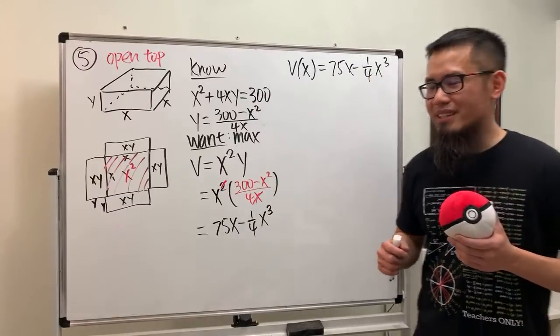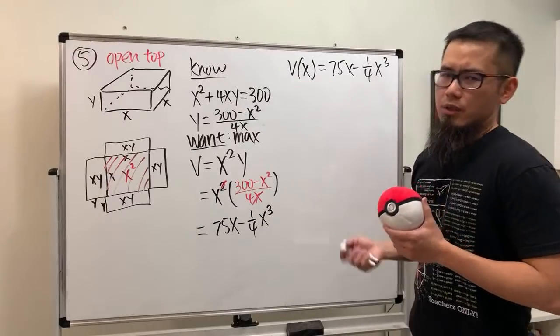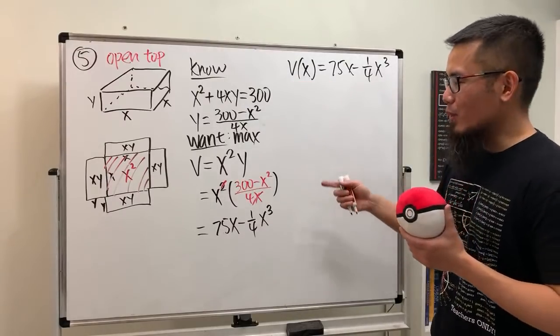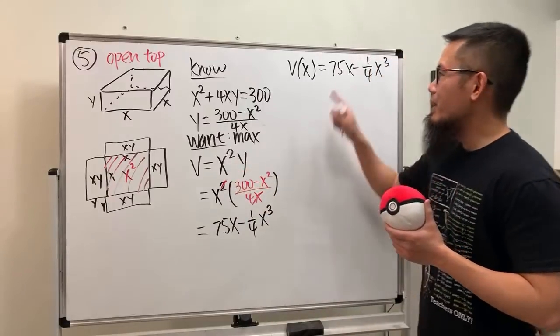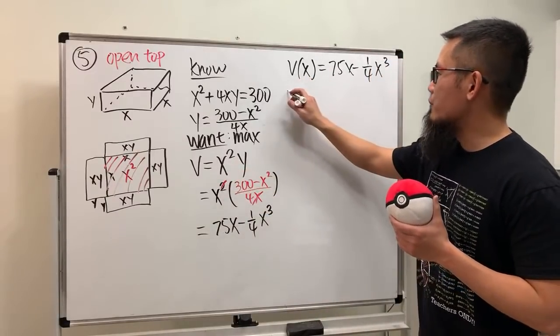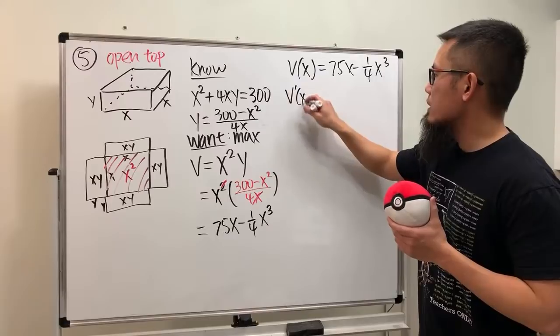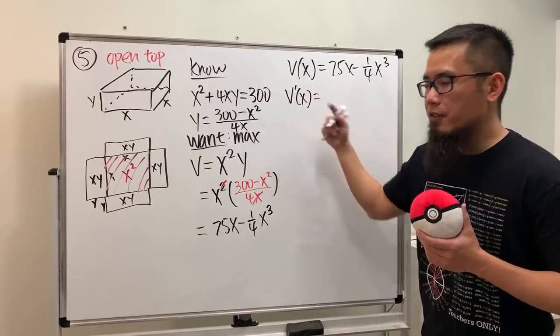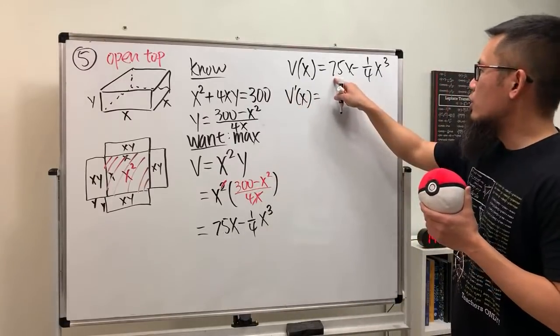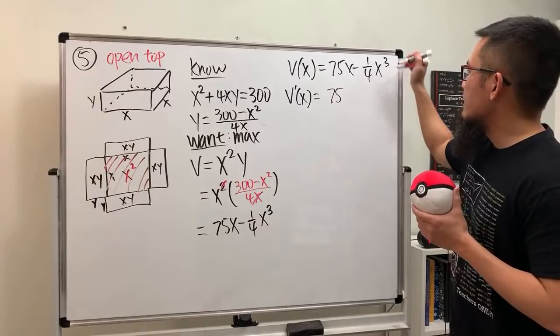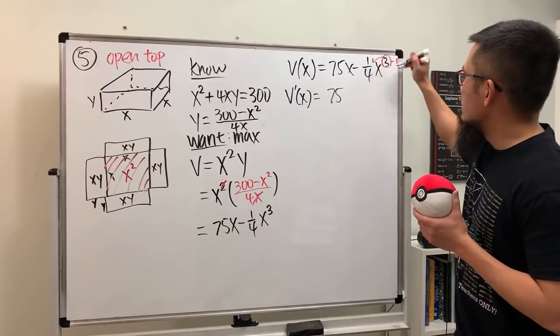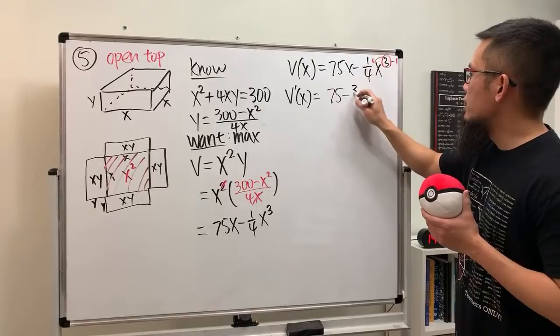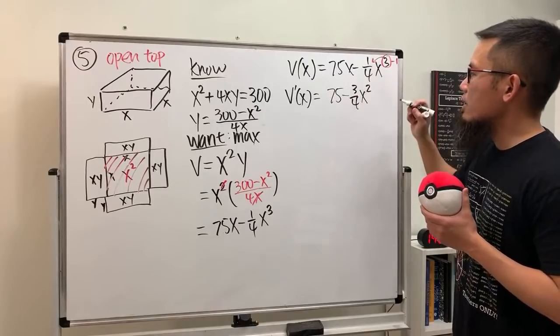Yes, we are going to take the derivative. So right here, again, because this is calc 1, that's why we didn't want to differentiate this right here. Look at this. We are going to differentiate that. So the notation is just going to be V prime, for the volume of the box. The derivative of this is 75, and the derivative of this is going to be minus 3 over 4 x squared.